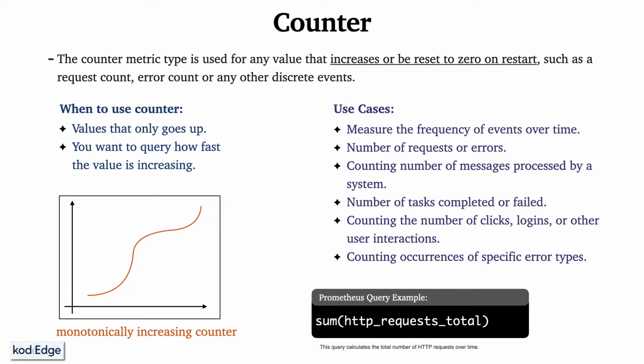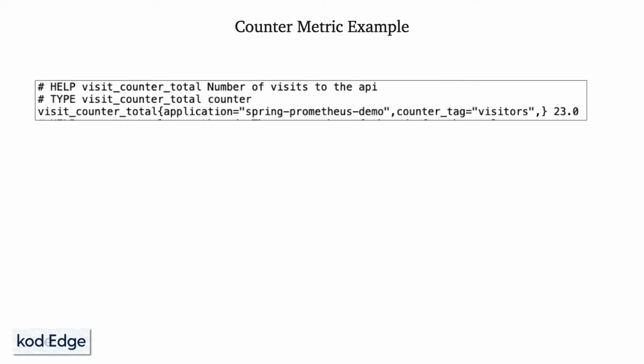Also note that do not use counter to expose a value that can get decreases. For example, do not use counter metrics for the number of currently running processes. For that, you can use gauge metrics. So this is a sample of counter metrics sent by application.